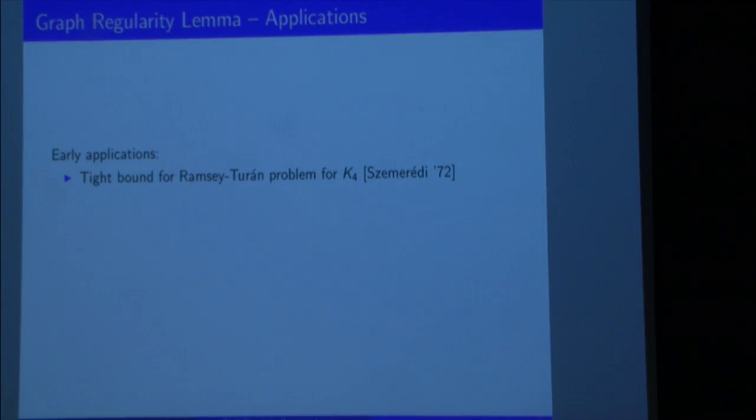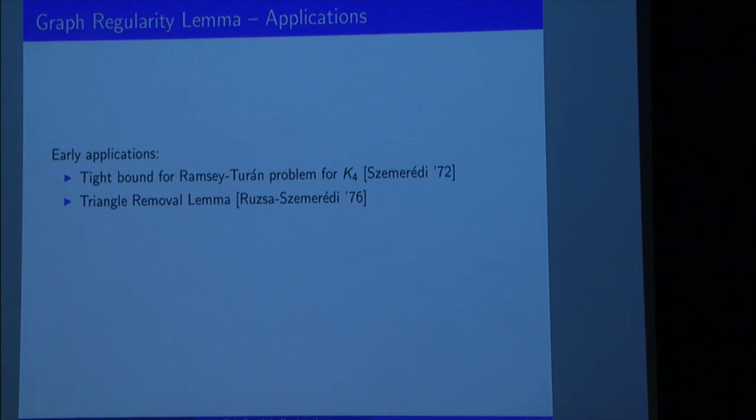So the regularity lemma, as you just saw, was proved in '78 by Szemerédi. But already in '72, there were earlier versions. This is the first version of the regularity lemma. In '76, probably the most important application of the regularity lemma, the triangle removal lemma by Ruzsa and Szemerédi, again using a version of the regularity lemma, which is not quite what we know today as the regularity lemma.